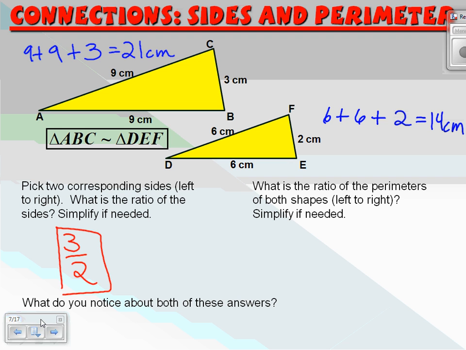So what is the ratio of the perimeters then? Well, the left-hand one is 21. The right-hand one is 14. Let's simplify this. 21 over 14. What goes into both numbers? I think the answer is 7. 21 divided by 7 is 3. 14 divided by 7 is 2.